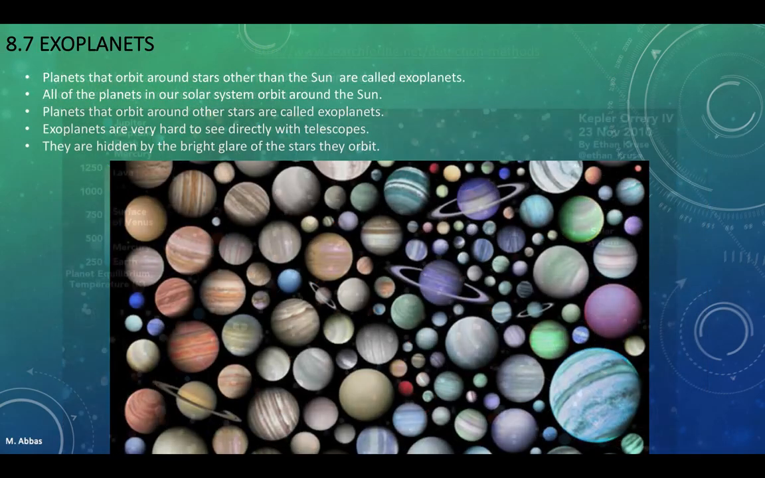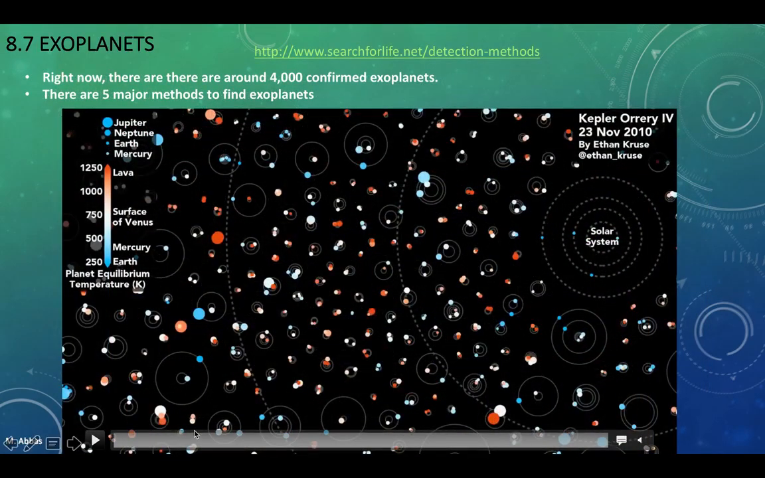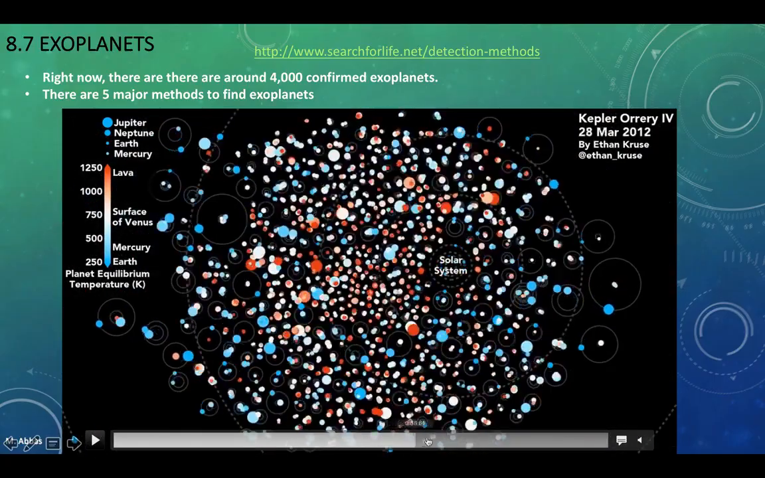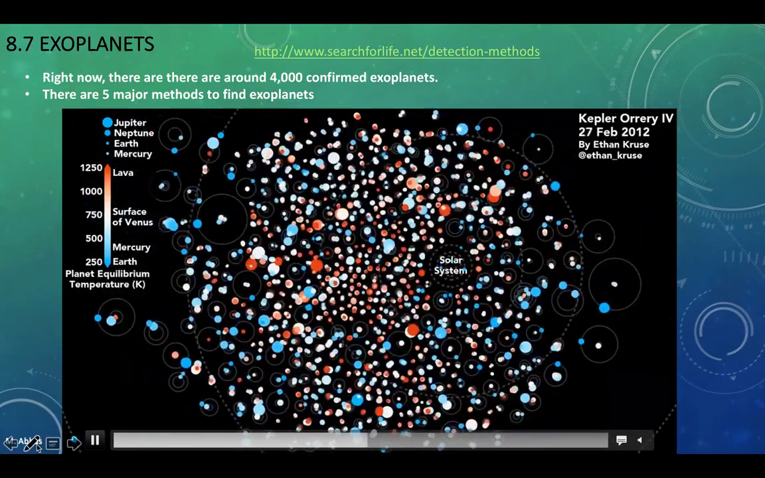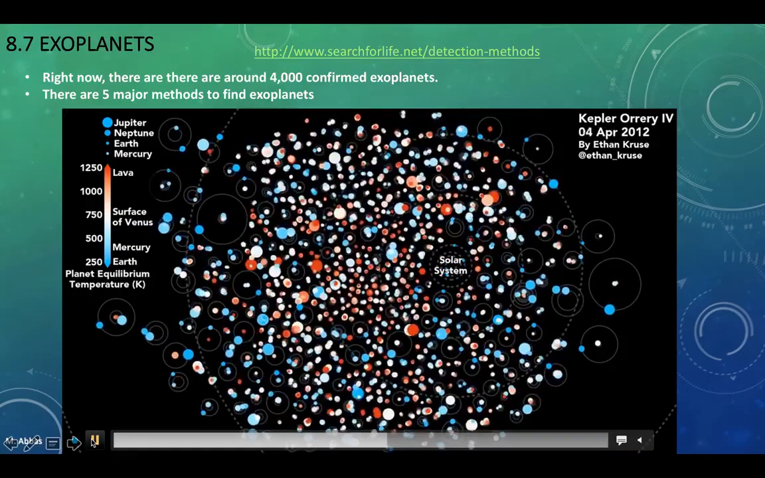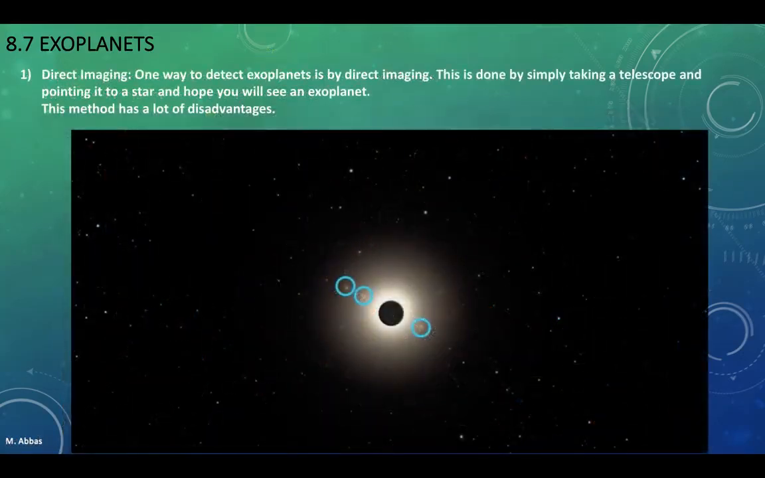So now let's talk about the methods that astronomers use to find those 4,000 planets and hopefully more and more exoplanets in the future. The first method that I want to talk about is the simplest method. It's called direct imaging, and this is very simple. You put a telescope, you point it at a star, because you know that around stars you have planets, and you take an image. If you are lucky enough, you would be able to see a planet here, and another planet right there.